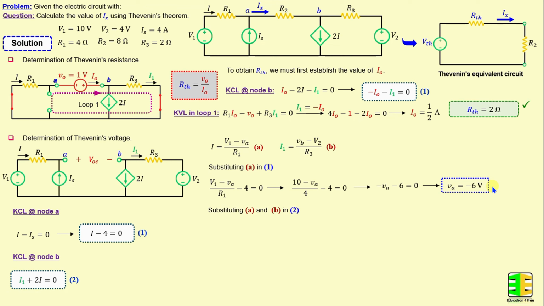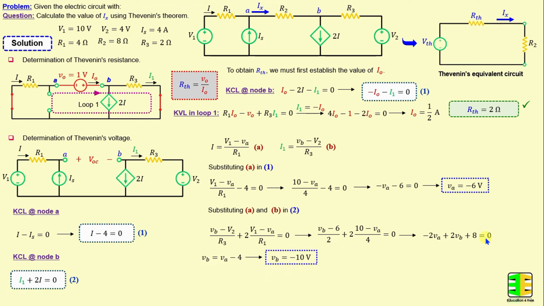Now, by substituting in equation 2, we can write VB minus V2 over R3 plus 2 times V1 minus VA over R1 is equal to 0. If we replace the voltages and the resistors with their numerical values and continue simplifying this equation, we obtain negative 2 times VA plus 2 times VB plus 8 is equal to 0. That means VB is equal to VA minus 4. And if we replace VA with its numerical value, we obtain VB is equal to negative 10 volts.